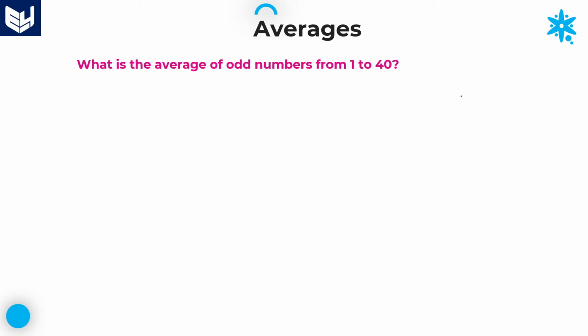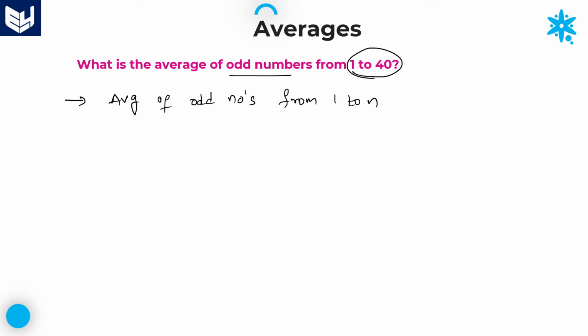Let's move on to the next question. What is the average of odd numbers from 1 to 40? Guys, whenever we want to calculate the average of odd numbers from 1 to n, it is equal to the last odd number plus 1, divided by 2.